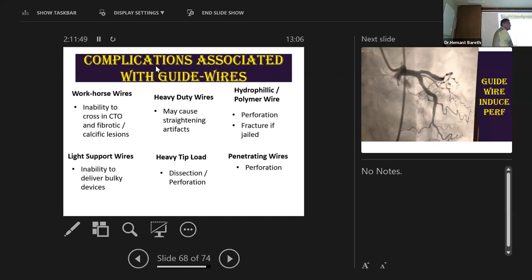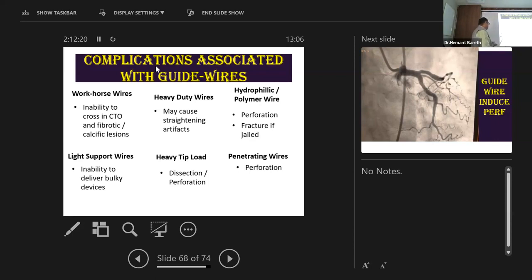Hydrophilic or polymer wire, as I said, has less tactile feel, so you could end up with perforation. Or if you use a polymer wire while doing provisional stenting, you cross the side branch with a polymer wire, deploy a stent in the main vessel, and when you try to remove this polymer wire, the whole polymer can come off and the wire can fracture. So that is one other problem.